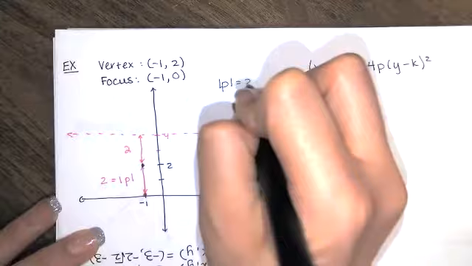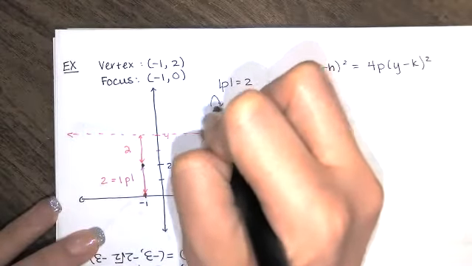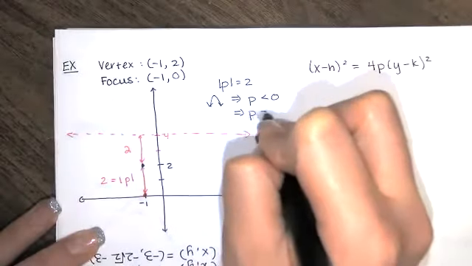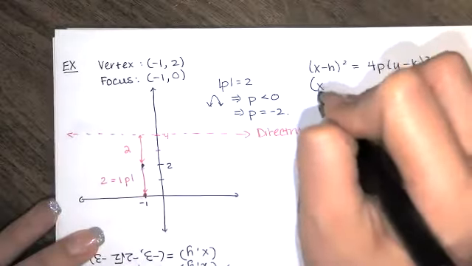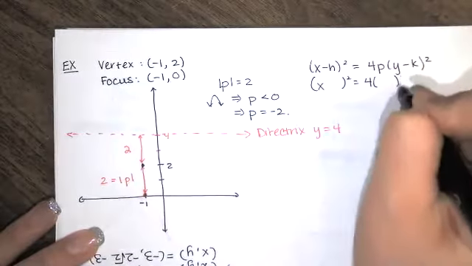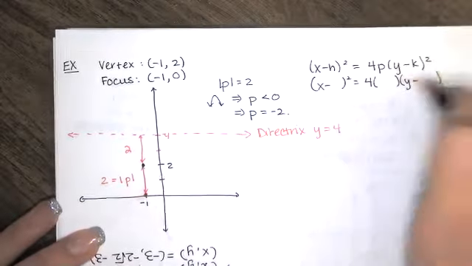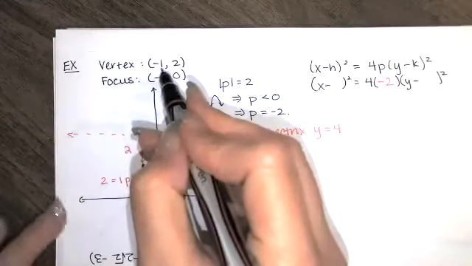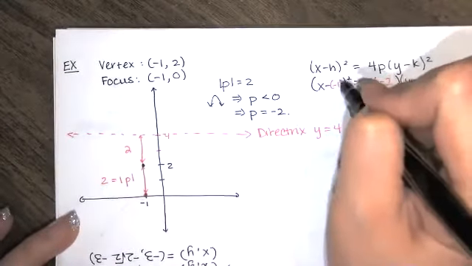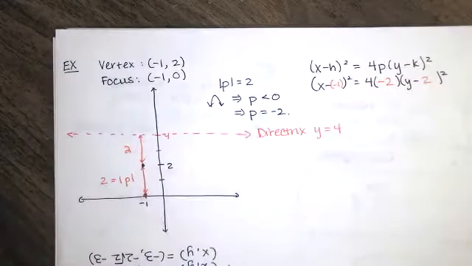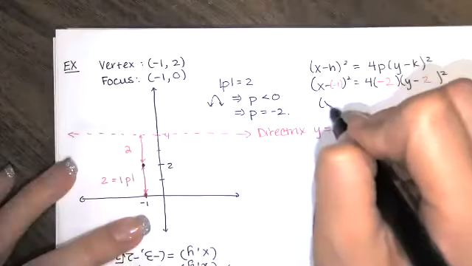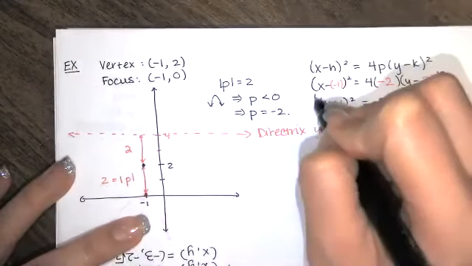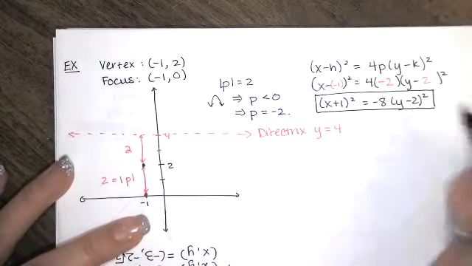So the absolute value of p is 2. The fact that the parabola opens downward implies that p is negative. So putting those two pieces together, p must be equal to -2. You want to replace h with -1, replace k with 2, and this becomes x plus 1 squared equals -8 times y minus 2. That's the equation of our parabola.